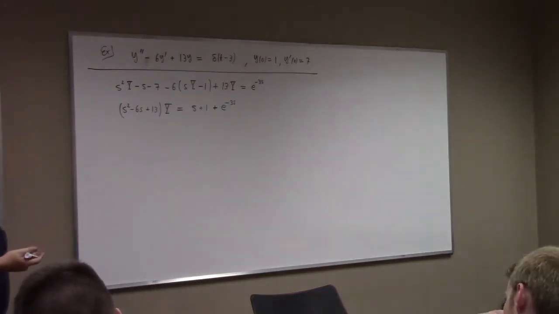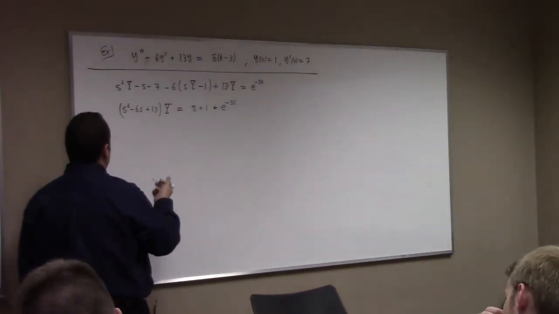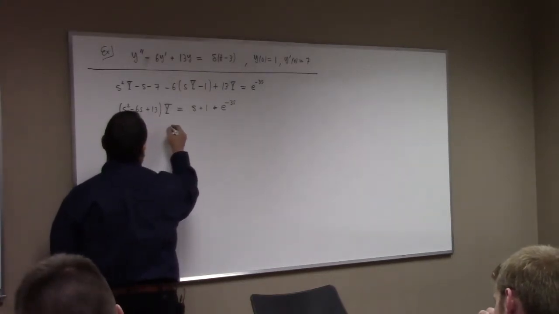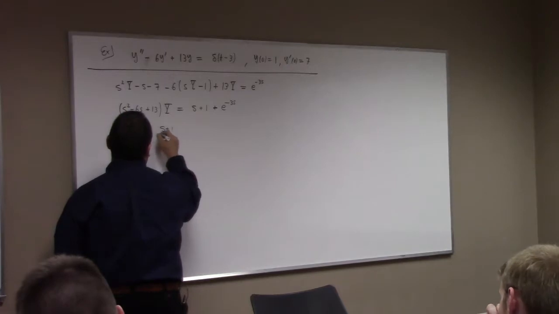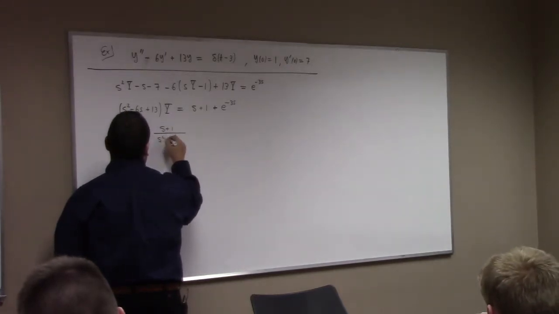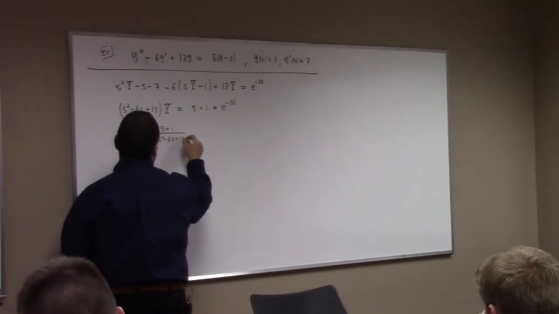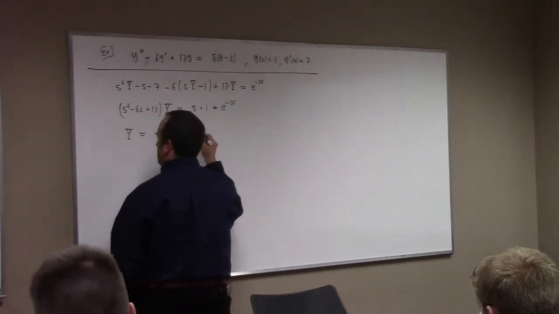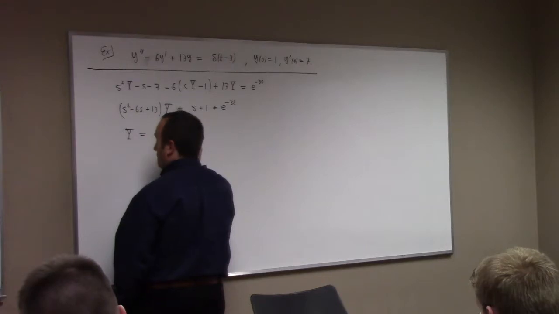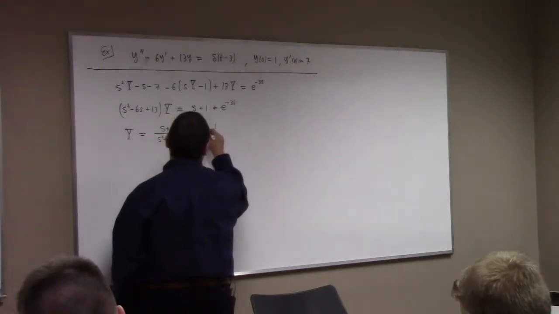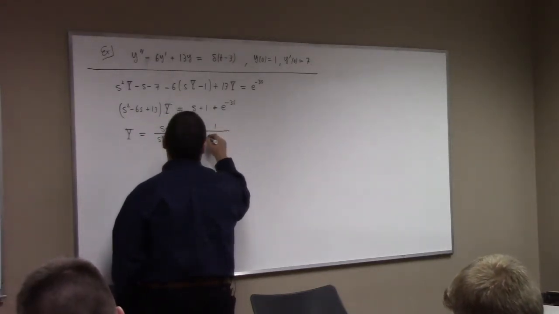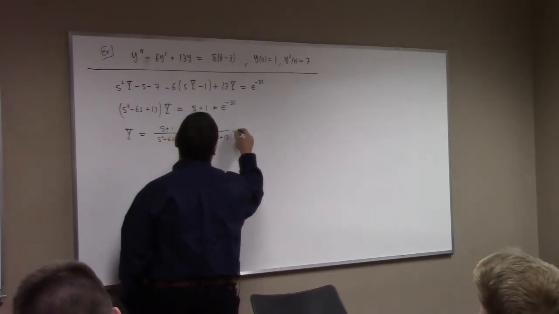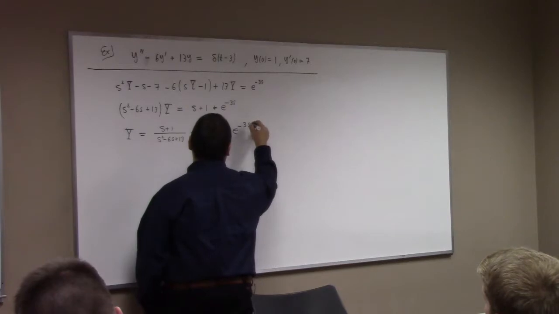Now we divide by the characteristic polynomial in s. This gives us big Y equals (s plus 1) over (s squared minus 6s plus 13), plus e to the minus 3s over s squared minus 6s plus 13.